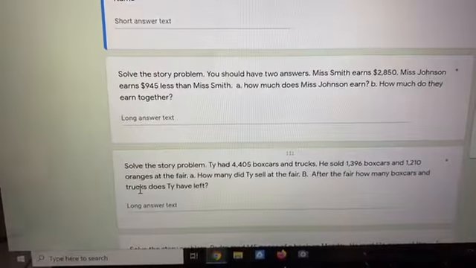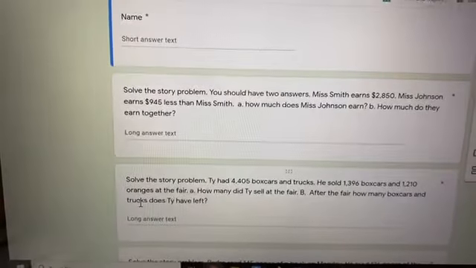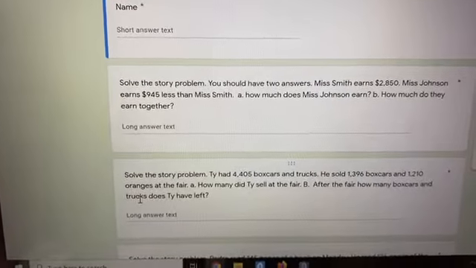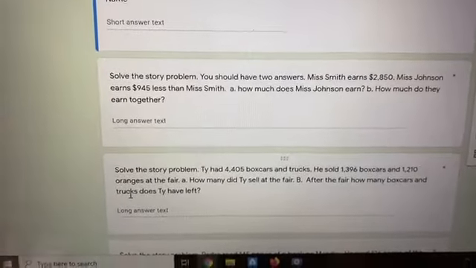Miss Smith earns $2,850. Miss Johnson earns $945 less than Miss Smith. A, how much does Miss Johnson earn? B, how much do they earn together? Okay, so we need to figure this out. So part A says, how much does Miss Johnson earn? So I'm just gonna write Miss J, and then B is how much do they earn together?